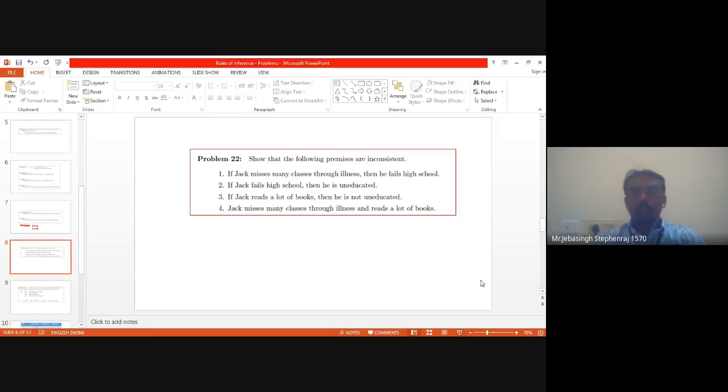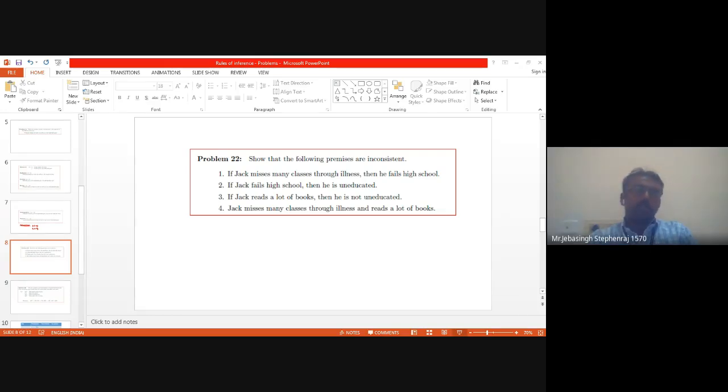First read the question. Show that the following premises are inconsistent. I have to show the following set of statements are inconsistent. There are four statements. If Jack misses many classes through illness, then he fails high school. Carefully read the statement. Initially it may look confusing, but if you read the statements carefully, you will understand. You can write these statements using variables, as propositions.